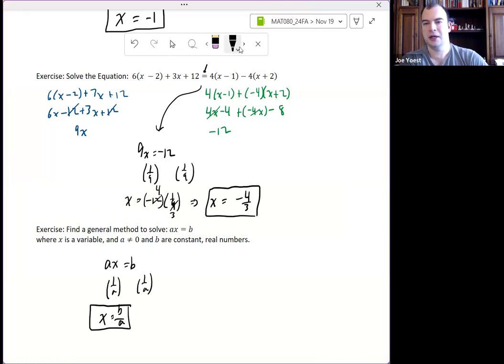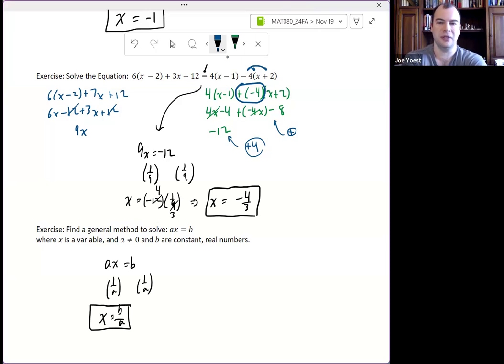One of the main points here, in addition to the overall strategy, is being really careful when distributing this -4. It's really easy to forget and make this a -4x plus 8. It's really easy to get that sign wrong, and then this would end up looking like a +4. So if you ended up with 9x equals +4, you might have made that mistake, not quite distributing that negative along with that 4 and the -4x plus 2.